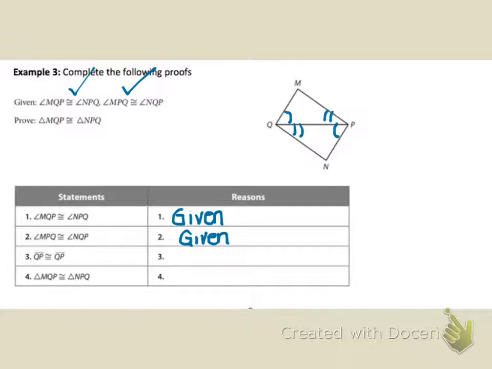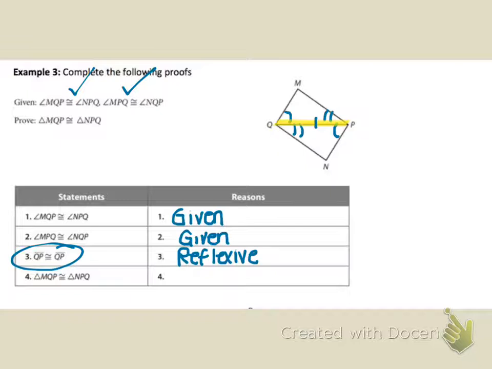So in the proof, the next line says this. QP is congruent to QP. So they're saying that this side right here is congruent to this side right here. It's the same side, right? They're saying that thing's congruent to itself. Now, remember back when we learned reflexive, symmetric, transitive properties? The reflexive property was the one that said something is congruent to itself. So this is actually the reflexive property of congruence.